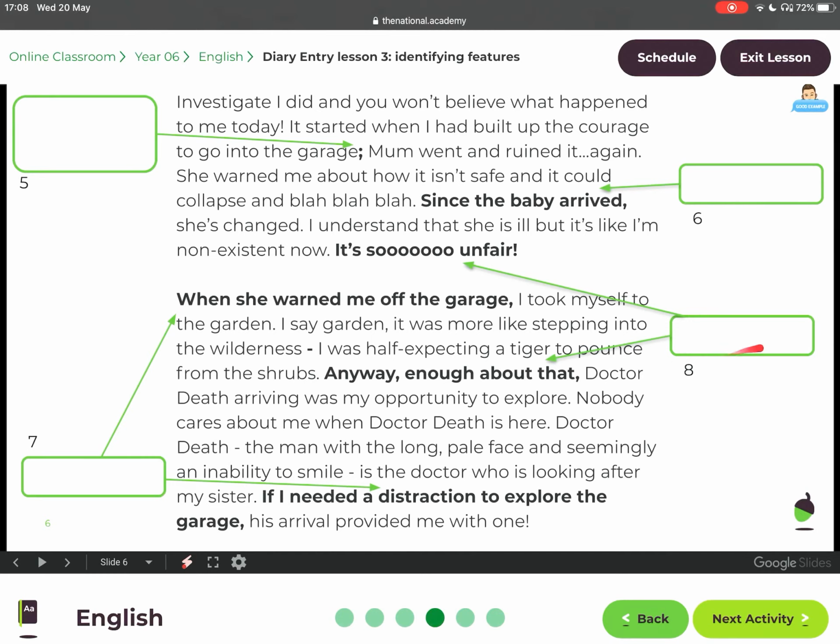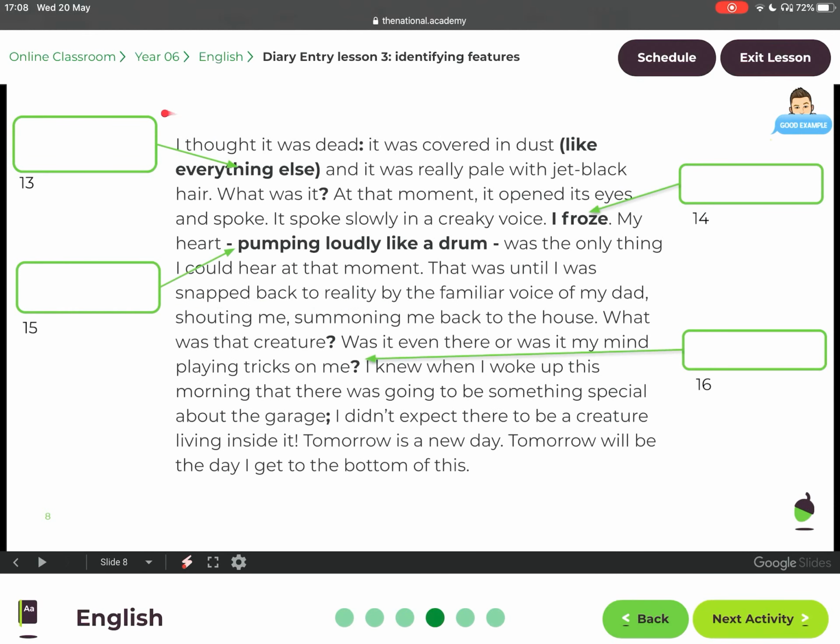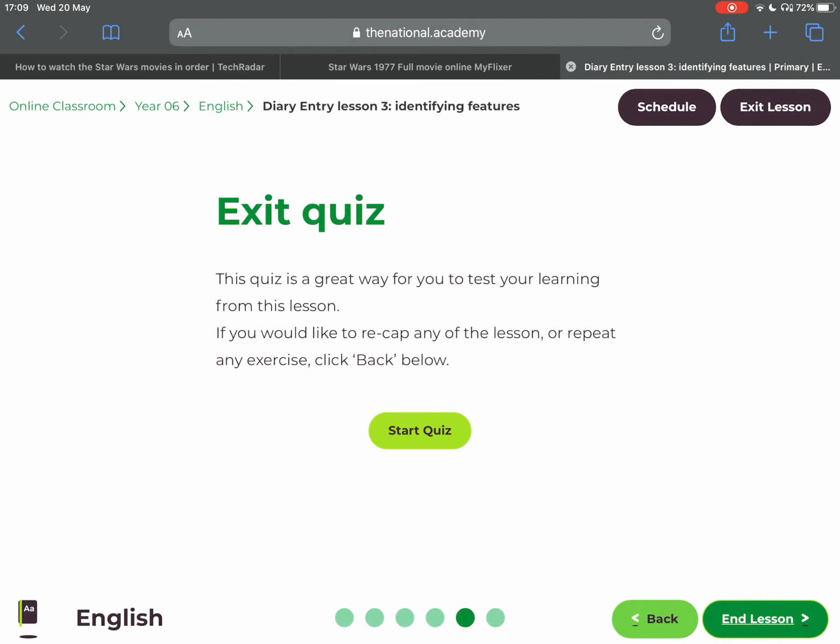And number 8 is like conversational language, so it's like informal. Number 9 is a contraction. Number 10 is a semicolon. 11 is a simile. And 12 is a dash. 13 are brackets. 14 are short sentences. 15 is dashes. And 16 is a rhetorical question. After that, you would go and mark it. After you had marked it, you would have your exit quiz here.